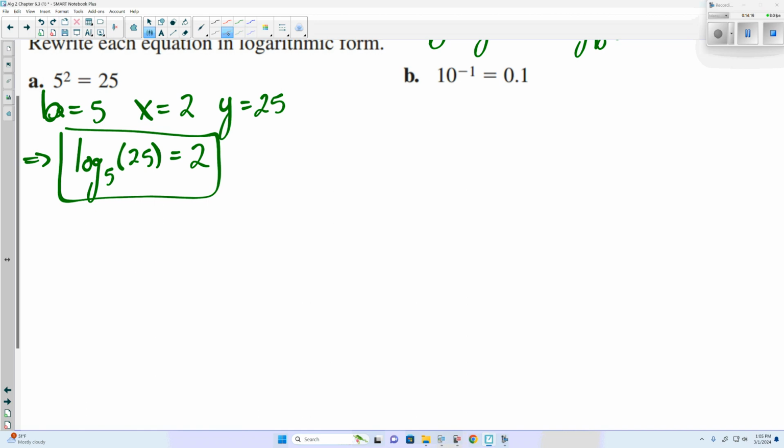How about we look at the next one? It'd be log base 10 of 0.1 equals negative 1. Log base 10 of 0.1 is negative 1. Oh, I got that right. Questions on A or B?